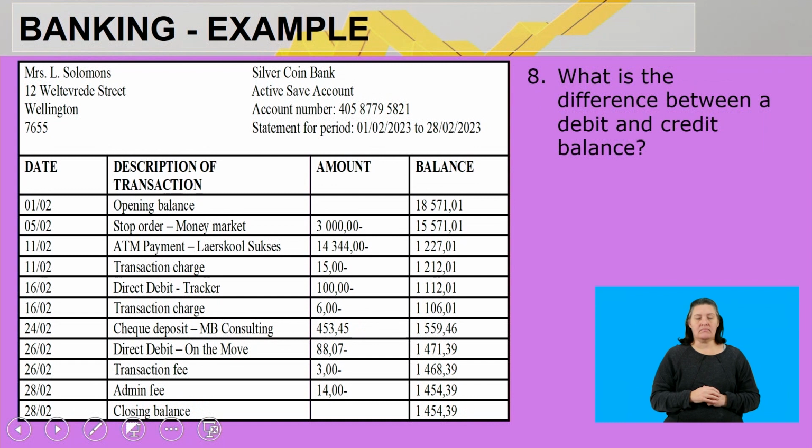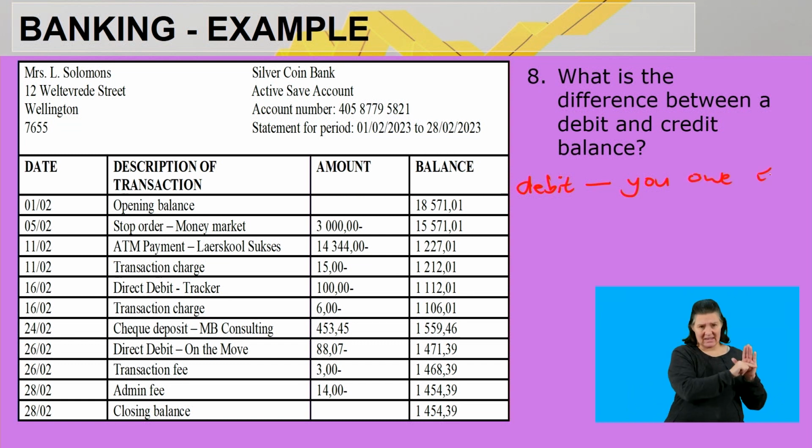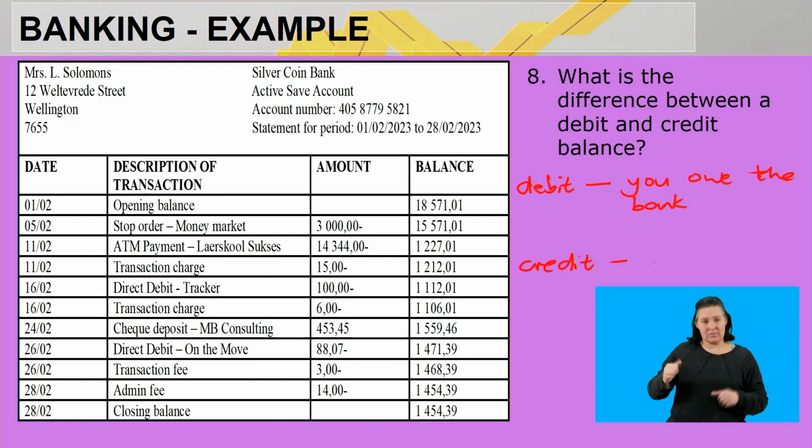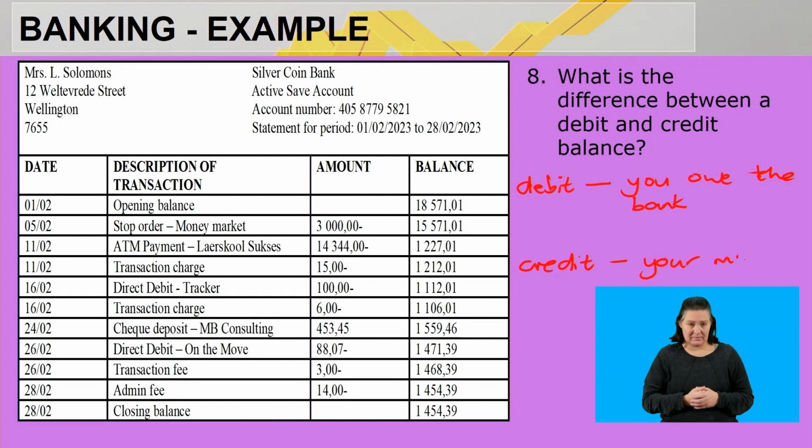Then, moving on to our last question, question number 8. What is the difference between a debit and credit balance? Right, so let's do it like this. So when we look at the debit balance, that simply means that you owe the bank. Right, so you owe the bank some money. But when it is a credit balance, like we've seen in this case, that simply means that the money in that account is your money. You don't owe the bank, right? So that means it's your money.